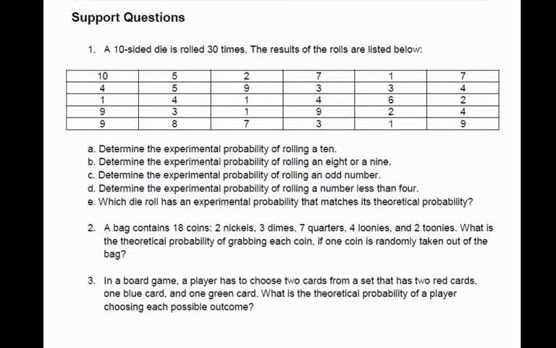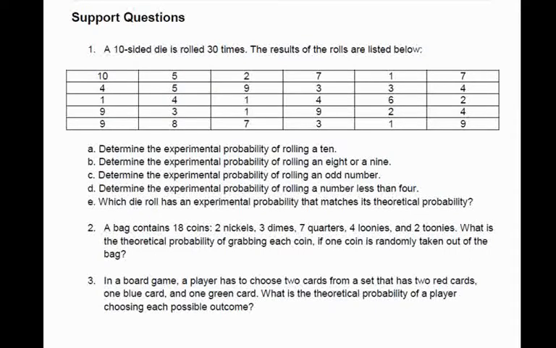We're asked to determine the experimental probability of rolling a 10. And in this case, we had 1 ten out of 30 rolls. The first number is a 10, and then after that we don't get a 10 another time. So that means we have a 1 in 30 chance of rolling a 10. That was our experimental probability for A.